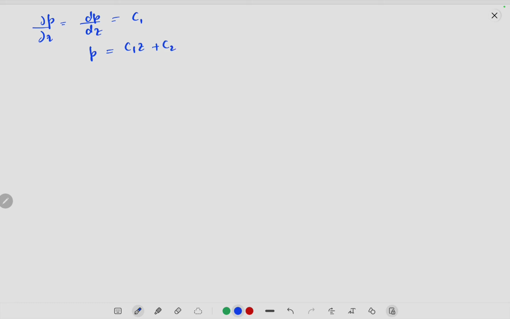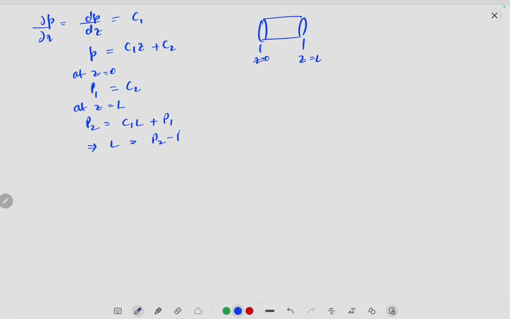Okay, now the boundary conditions were, let's say z equal to 0, and let's say z equal to the pipe length L. At z equal to 0, pressure was P1, so C2 is P1, and at z equal to L, pressure is P2. So P2 is equal to C1 L plus C2, where C2 is P1. So C1 will be (P2 minus P1) by L.